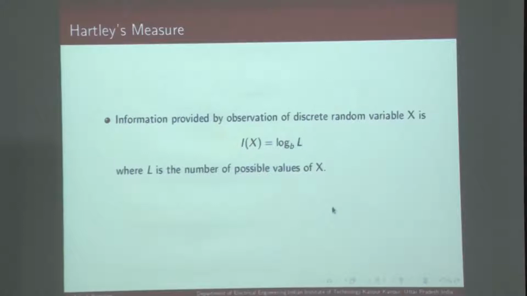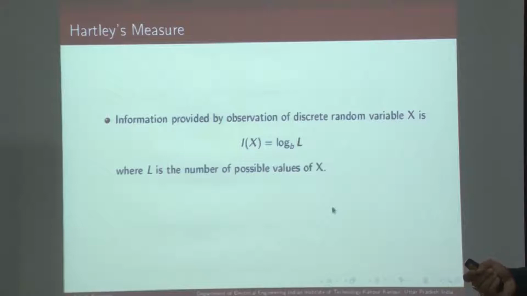So in 1928, I believe, Hartley gave this measure of information. How did he quantify information? He said information provided by an observation of a discrete random variable x is given by log of L, where L is the number of possible values of x. What did he say? He said that more the possibilities, greater the information, right?